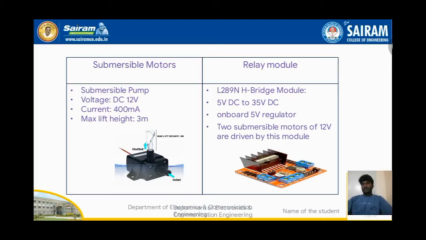Submersible motors. Submersible pumps are used in this motor. The voltage is 12 volt DC, the current is 400 milliamps, and the maximum lift of the motor is 3 meters.